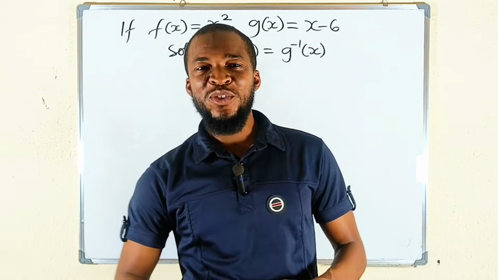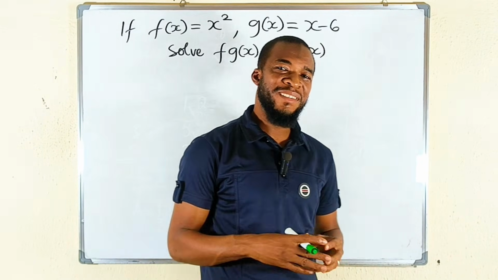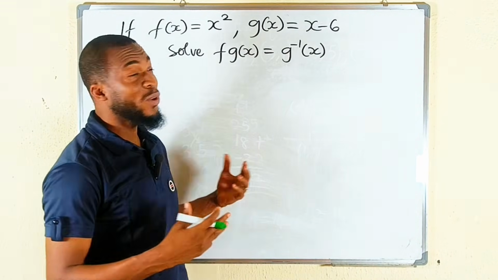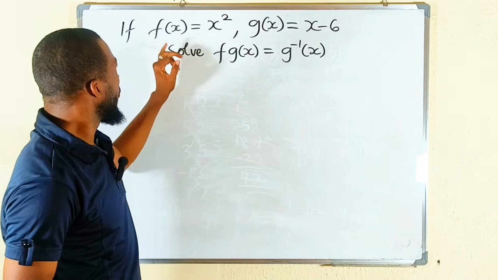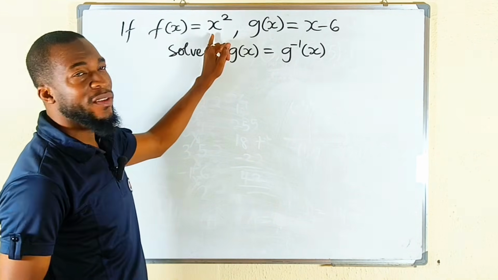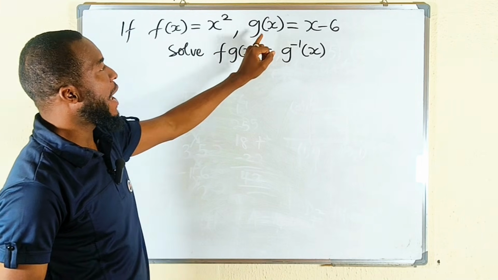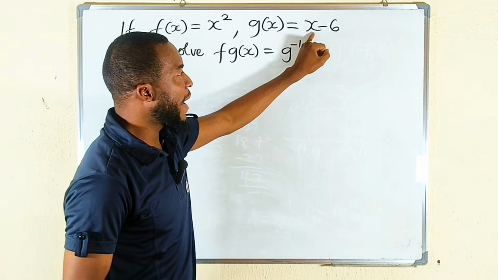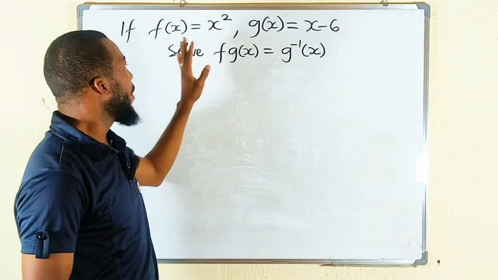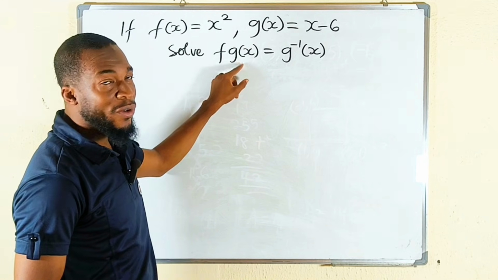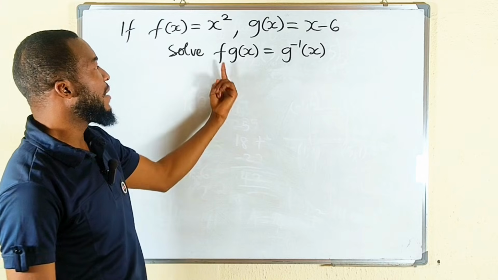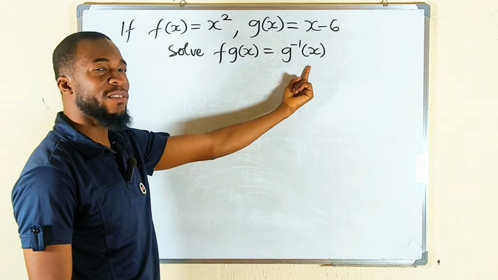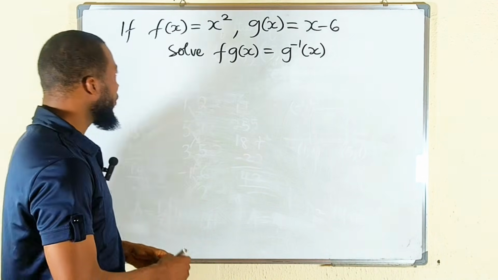Hello everyone, let us provide a solution to this interesting functional equation. This is under functions, right? If f of x is equal to x squared and g of x is equal to x minus 6, then we are asked to solve the equation f of g of x equal to g inverse of x. What does it mean? This is a composition and this is inverse. So let's find the composition first.